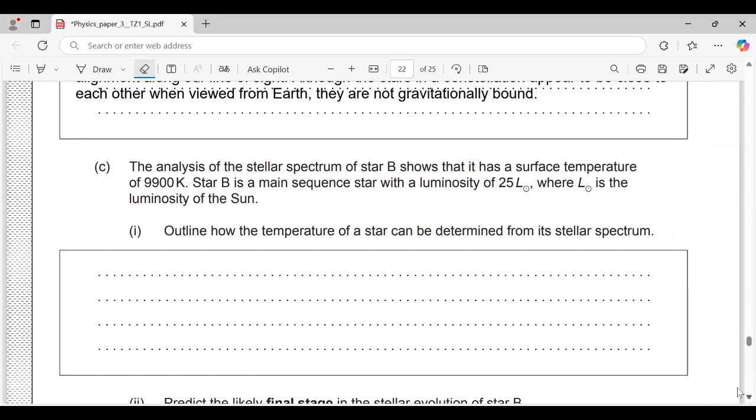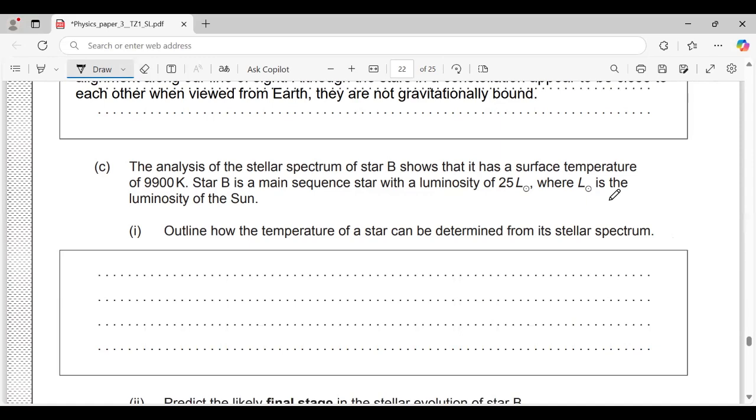The analysis of the stellar spectrum of star B shows that it has a surface temperature of 9,900 Kelvin. Star B is a main sequence star with a luminosity of 25 times the luminosity of the Sun. This is the symbol of luminosity of the Sun.